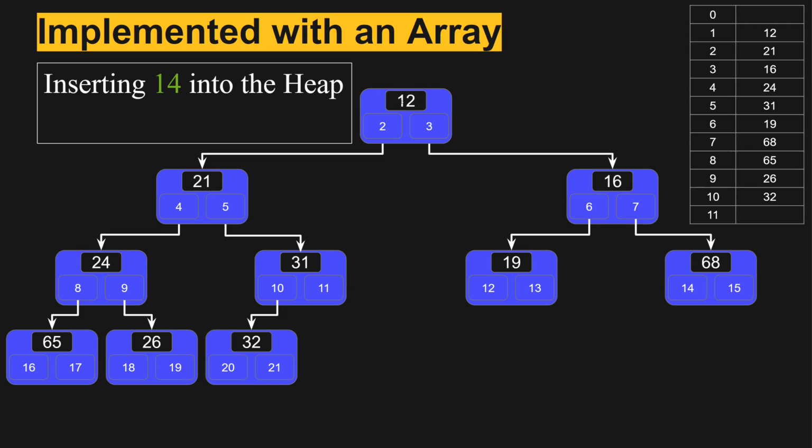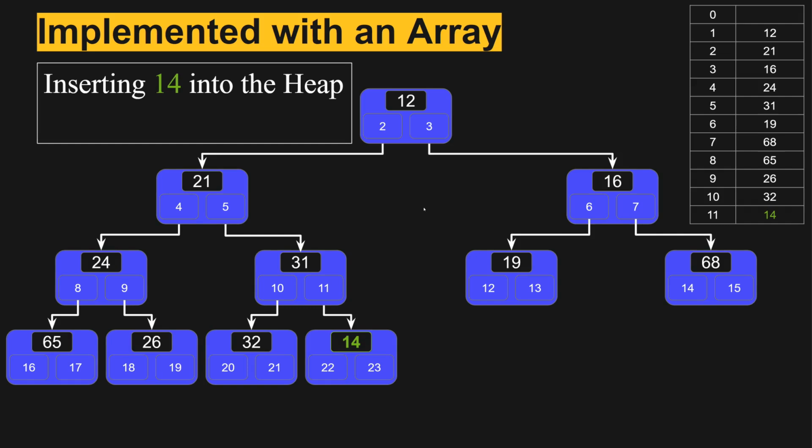And if you take the topmost item, 12, its two children are 2 and 3. If you take the next level at 21, this is index location 2. The children are at 4, 24, and 5, 31. And this just continues all the way down through the rest of the heap. Everything else remains the same. The difference here is instead of having links for these, we're using calculations to figure out the children and to get back to the parent when necessary.